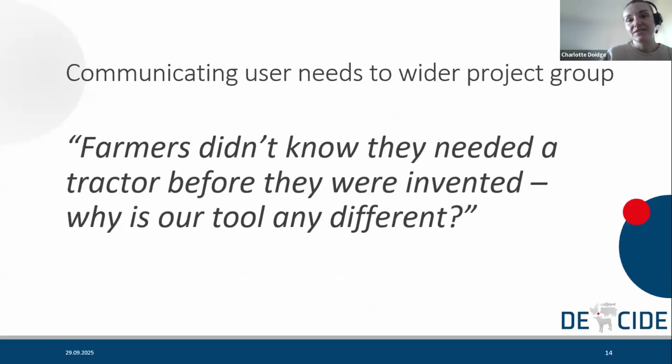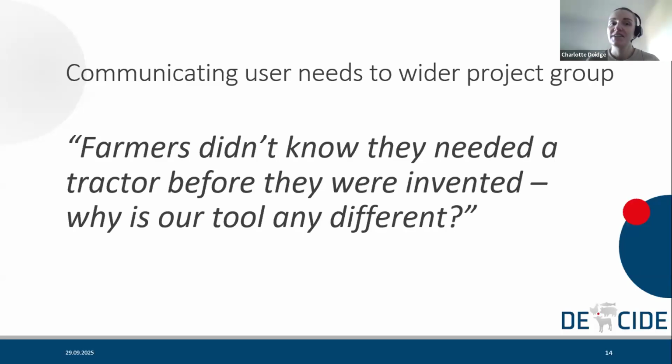So we presented this to the wider group, the people that were developing the technologies and tools, because I'm not doing that myself. And we presented it in a presentation style, and often we would get comments like this: that farmers didn't know they needed a tractor before they were invented. So why is our tool any different? And that made us realize that perhaps our definition of a need was slightly different to other people's.